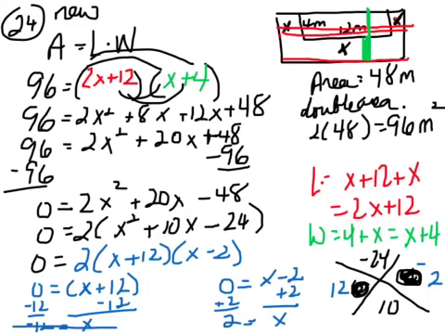What did they ask us? They ask us, what should the width of the border be? Oh, well, the width was x. So, yeah, that is my answer. Width of the border is x, so the border should be 2 meters, because this was in meters. And we're done.